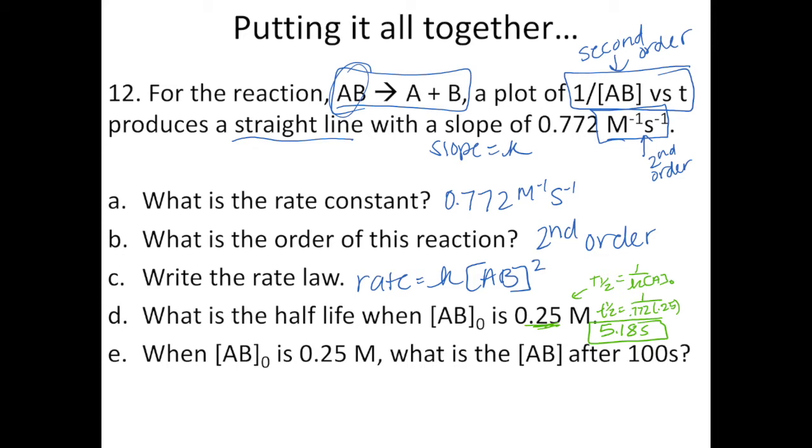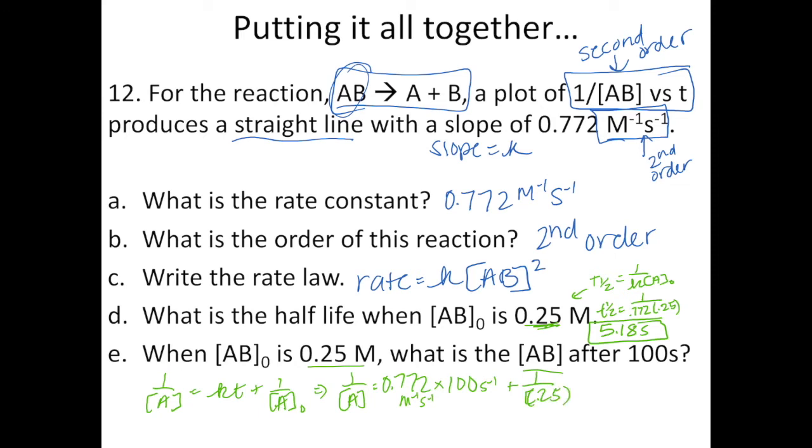When AB is 0.25, here's my initial. What is the concentration after 100 seconds? So here's where I use my integrated rate law: 1 over A equals KT plus 1 over A naught. All right, I'm going to plug some stuff in. I do all the math, I take the inverse, and my answer is 0.0123 molar. Just make sure you get that.